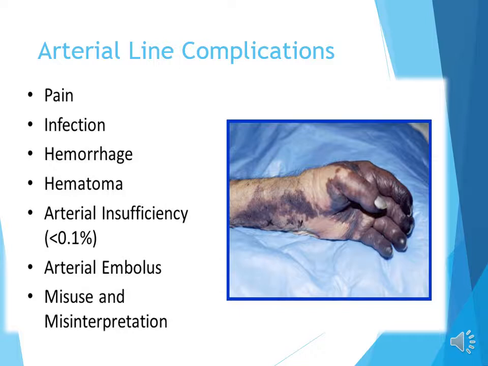Arterial insufficiency can occur because the patient's blood flow to their extremity can be compromised. Arterial embolus, and then misuse and misinterpretation. So if the pressures are inaccurate and they're treating the patient based on those pressures, that can be a complication because they're misinterpreting what could be going on with the patient just based on inaccurate pressures from the pressure system.